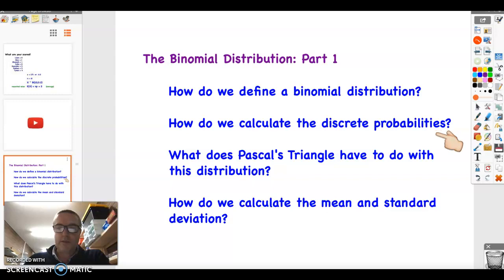Pascal's triangle is a mathematical object that has something to do with this distribution, and we'll find out what that is. And also I'm just going to touch very briefly on formulas for calculating the mean and the standard deviation of the binomial distribution.